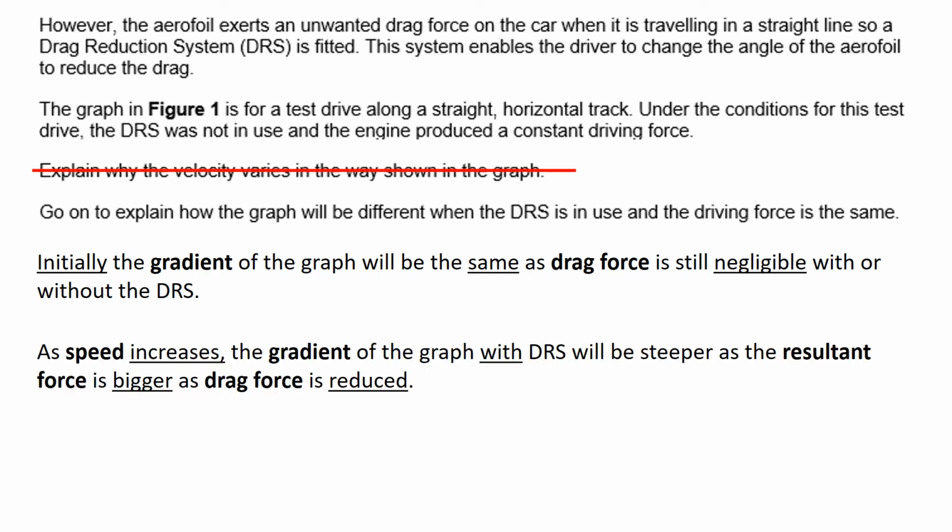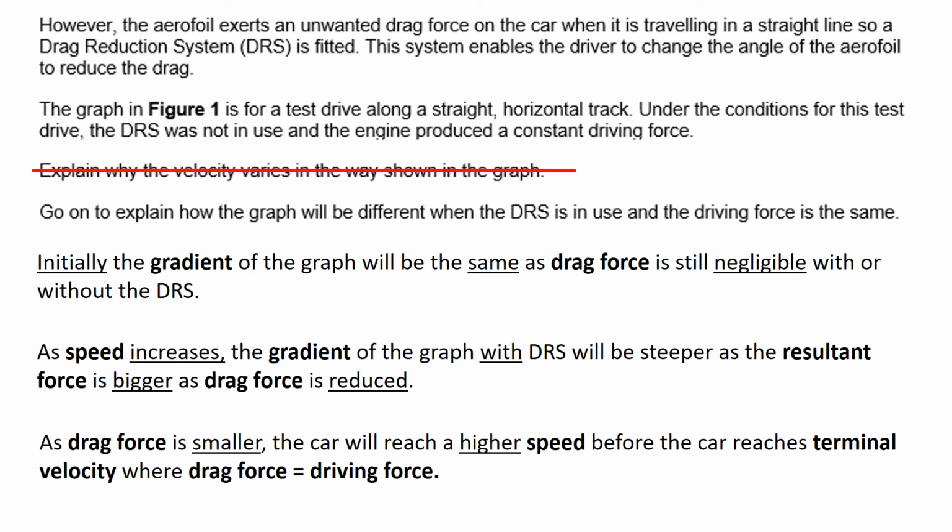The second part will end up with a steeper gradient because drag force is smaller, therefore resultant force is bigger, therefore acceleration is bigger. So it would go above the line, if you like. And what would happen is it would reach its terminal speed at a higher speed because it would have to be traveling faster for the drag force to equal the driving force. So it'll have a higher top speed, and those would be our differences there, and that's us explaining it there too.